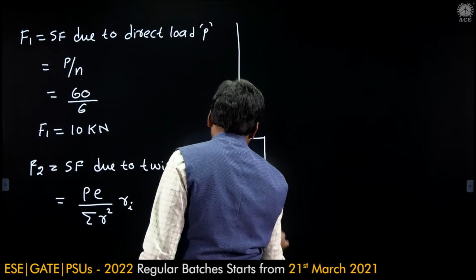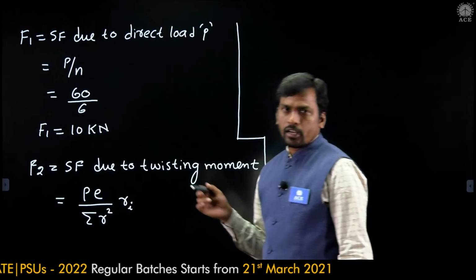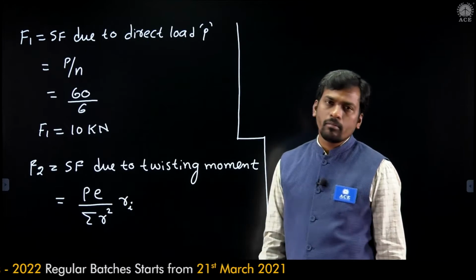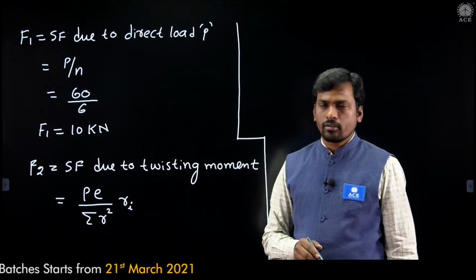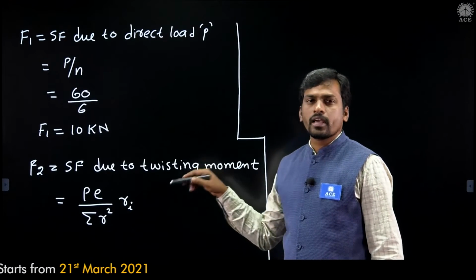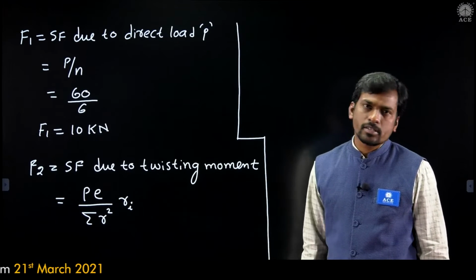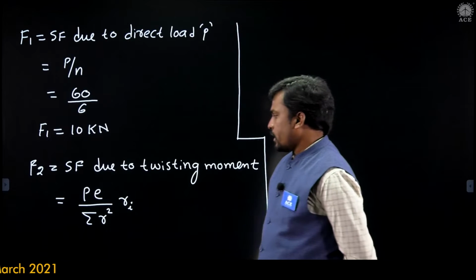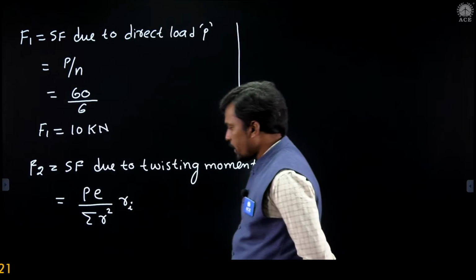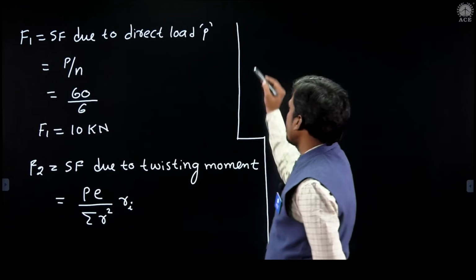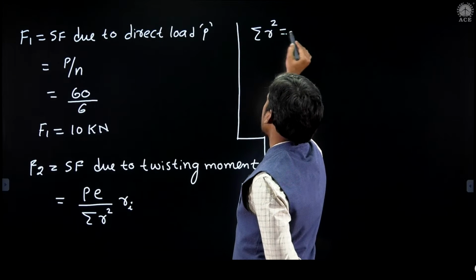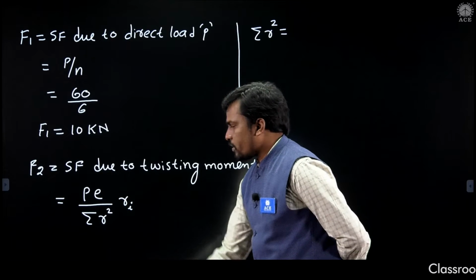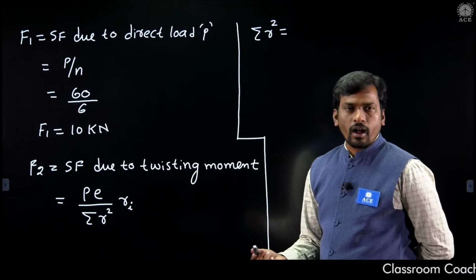So here the bolt is subjected to direct force and twisting moment. Due to direct force there is a direct shear stress, and due to twisting moment there is a torsional shear stress. Here the only thing is we have to find the radial distance R. Summation of R square means we have to consider the radial distance of all the bolts.